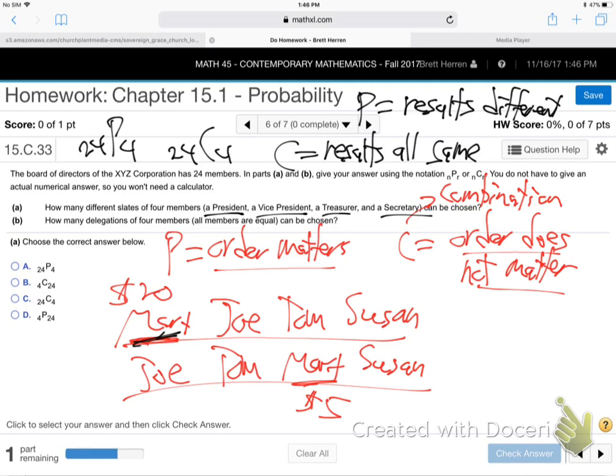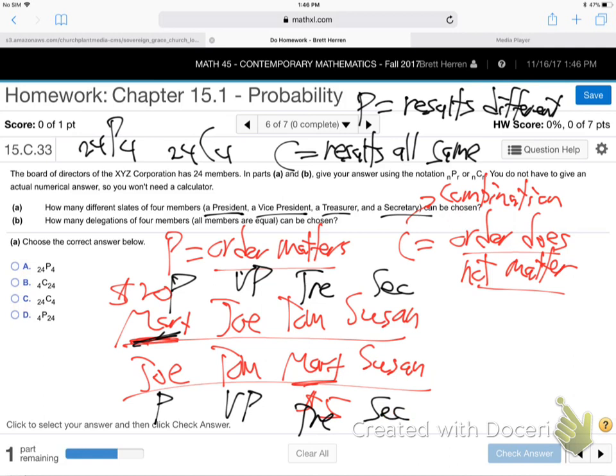If Mary was going to be president, and then Joe vice president, and then whatever it is, treasurer and secretary, versus the other selection, Joe would have been president, Tom vice president, Mary treasurer, and Susan still secretary. It's different, huh? If the roles are different, then the order matters, and that's P. So our answer is 24P4. For part A, it's 24P4. Everybody with me? Now let's do part B.